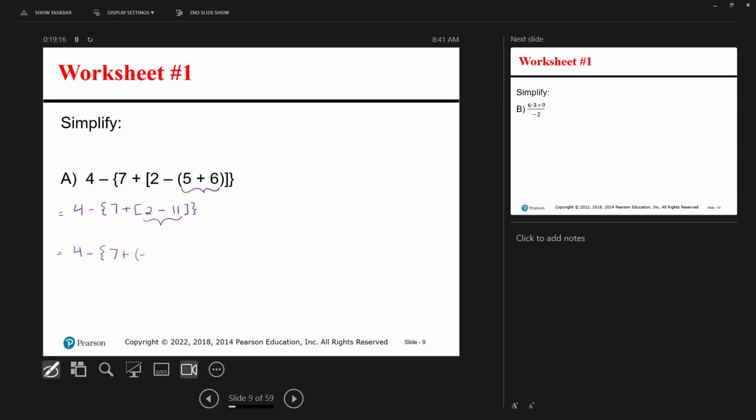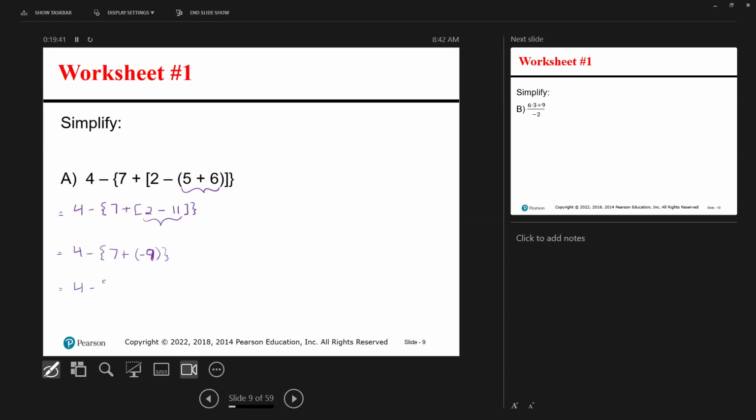I'm going to keep the parentheses because when we have a negative, it's a good policy to keep that parenthesis in there just so we don't confuse what's going on with our negatives. It's no longer a grouping. It's just saying that 2 minus 11 was -9, and I just want to keep that negative there.